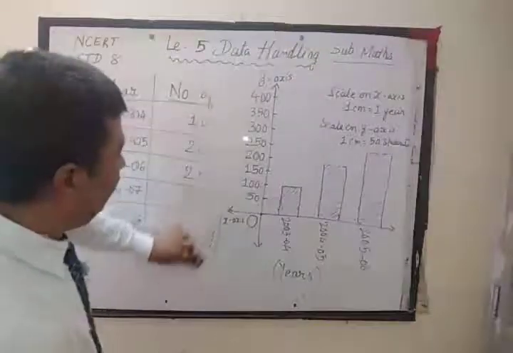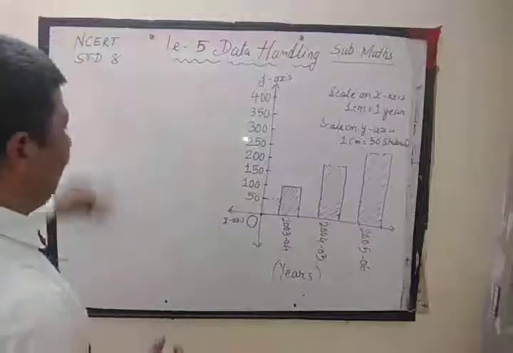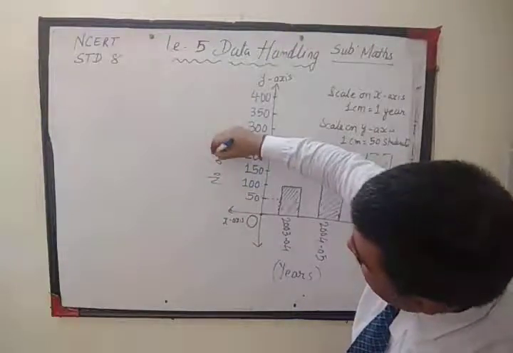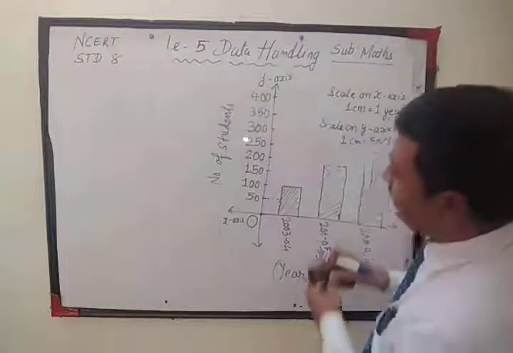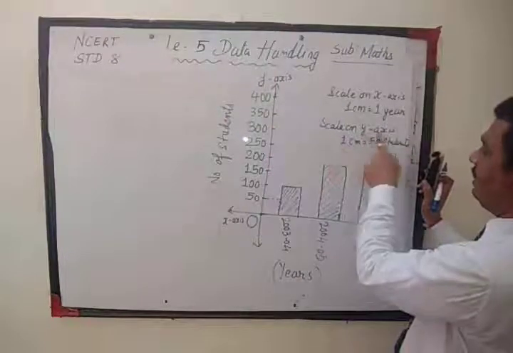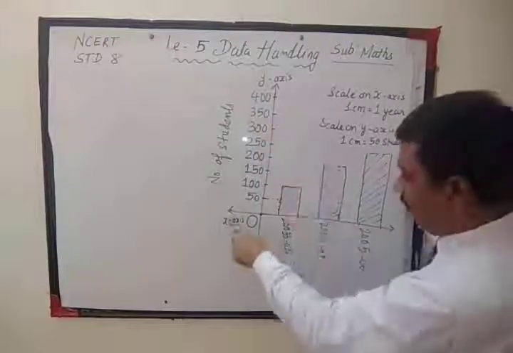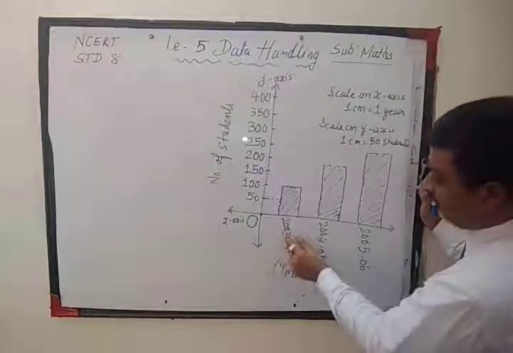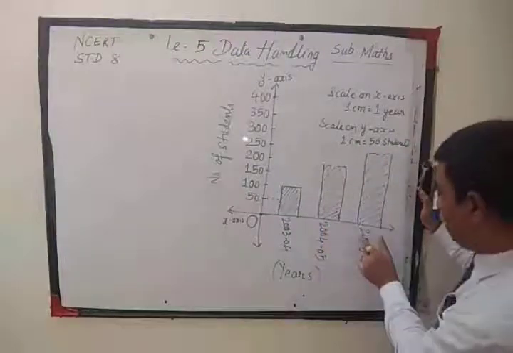Sir, we also have to write something on the y-axis. Yes, my kids, we have to write here also. What are we taking? Number of students. So this is the y-axis, number of students, 1 centimeter is equal to 50. Clear? Same way, on the x-axis they are taking years. 1 box is left as gap, the width of 1 box is taken, that is 1 year. This is 2 years. This is 3 years.